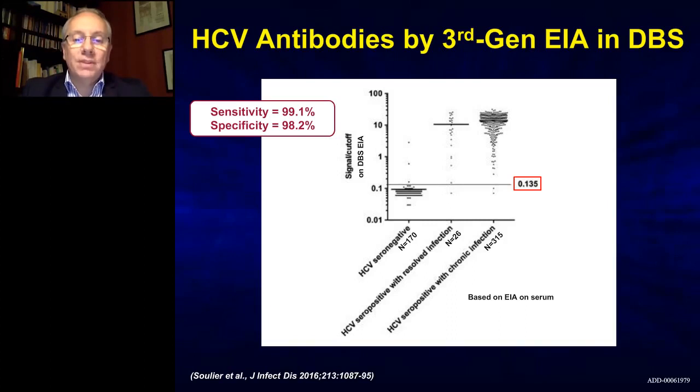We had to re-establish the detection cutoff for the anti-HCV antibodies, but with the new cutoff established, the discrimination was excellent, and it was very easy, as you can see here, with a high sensitivity of 99.1% and a high specificity of 98.2% to discriminate among people who were HCV seronegative and people who were HCV seropositive. Therefore, it is very easy and reliable to test for anti-HCV antibodies with blood or with blood taken from dry blood spots.